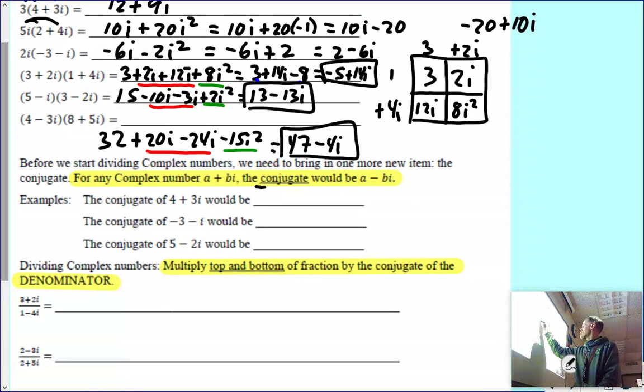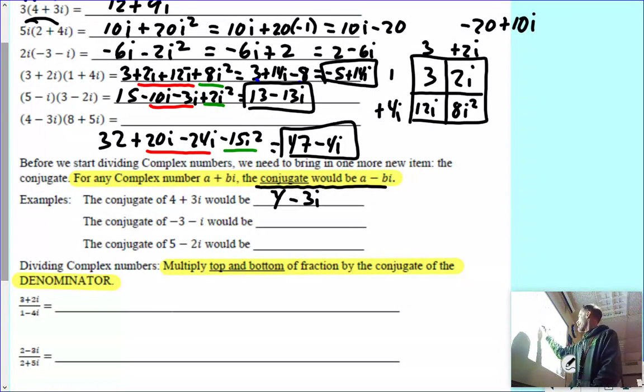And if you see on this top highlighted line here, the conjugate of a complex number, if you start with a plus bi, all you do for the conjugate is you switch the sign of the imaginary part. Okay? So what does that mean in practice? If you want the conjugate of 4 plus 3i, that's just going to be 4 minus 3i. You leave the real number part alone. You don't do anything with it at all. You just flip the sign of the imaginary part.